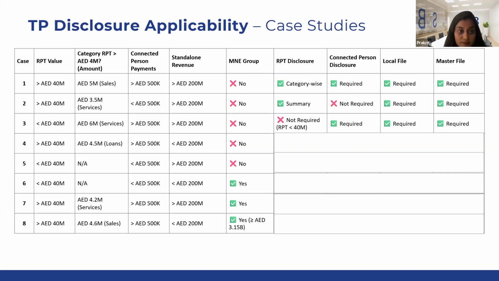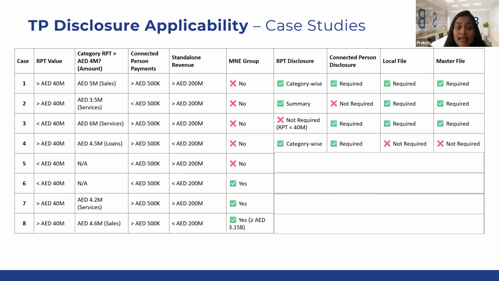In our fourth example, the aggregate RPT value is more than the limit. The category-wise transaction is again more than the limit. So see, loans is one of the categories specified for related party disclosure for the transfer pricing schedule. So since that element is crossing the limit, the RPT disclosure is required to be made. Connected person payment exceeding, compliance required.